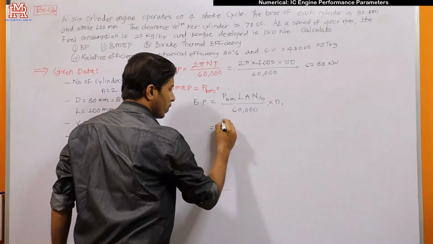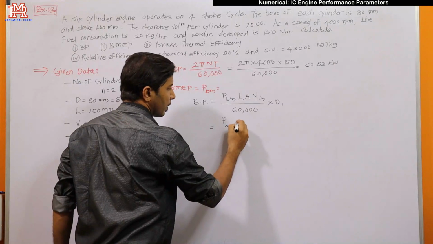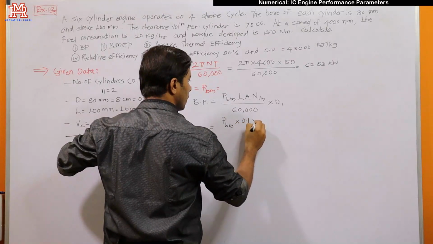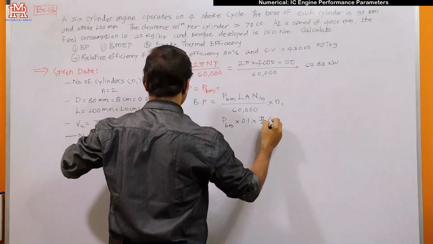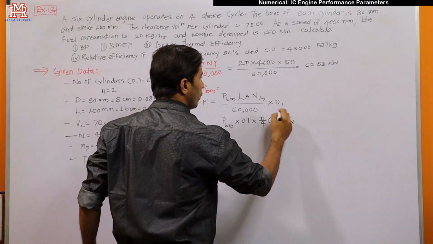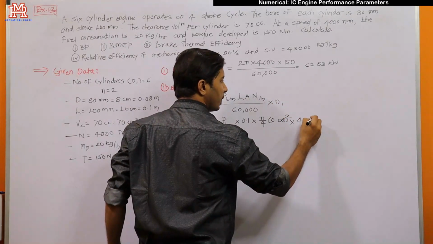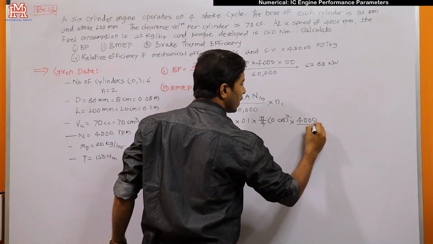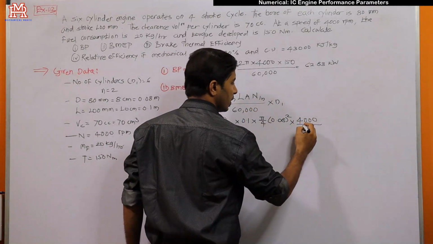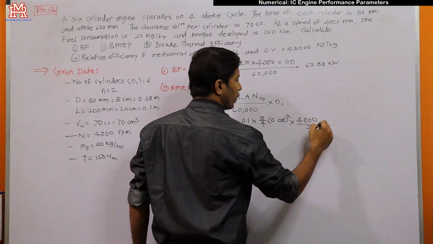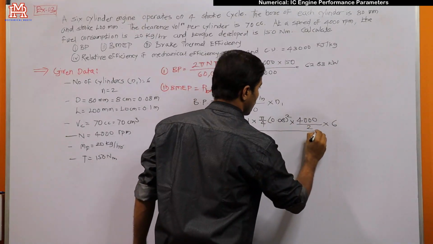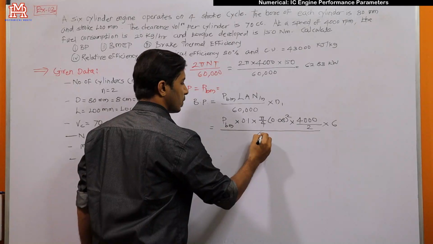So you can just substitute these values: PBM into L, 0.1, pi by 4 d, 0.08 squared, into n, which is given as 4000 rpm, divided by, we know that this small n is 2, because the engine is a 4-stroke engine. So this is 2 into n1, the number of cylinders is 6. This is 60,000.